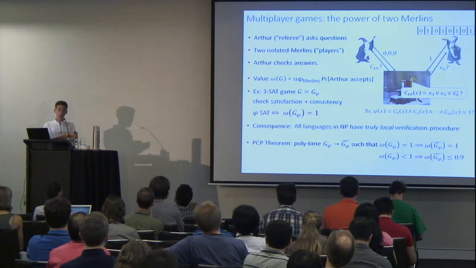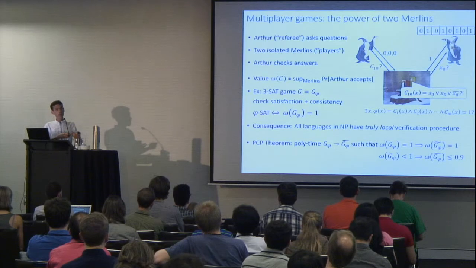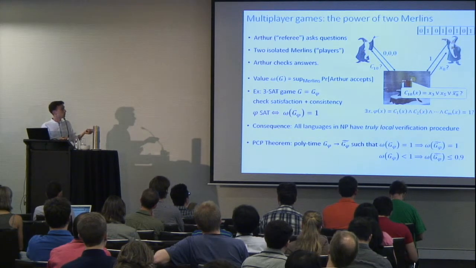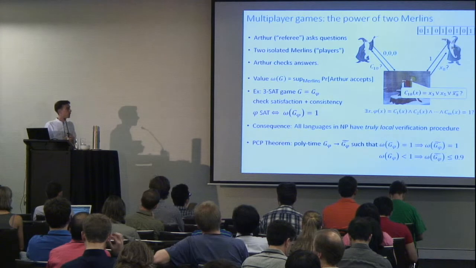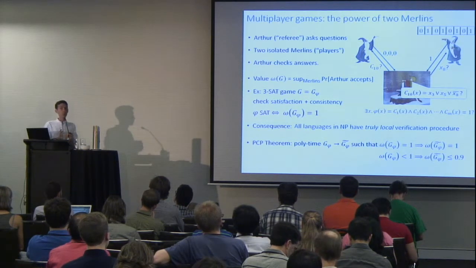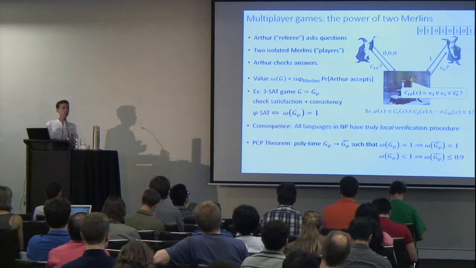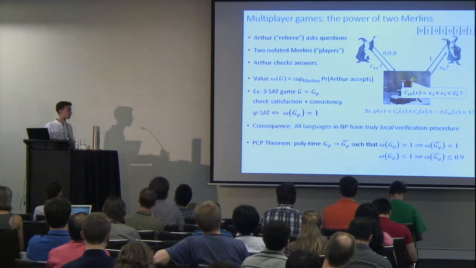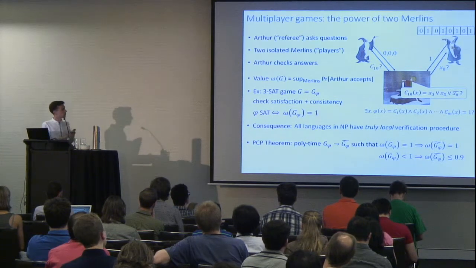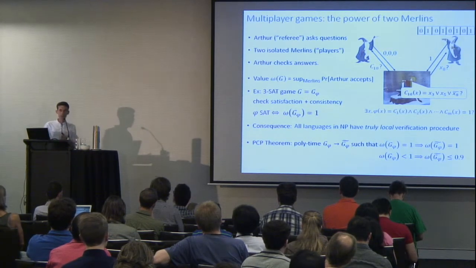But if before it was not satisfiable, then now the best assignment has to violate at least, let's say, 10% of the clauses. So now Arthur can just choose a clause at random, ask the questions, and then if that is the case, the chance that the Merlins fool him will be only 90%. That's still high, but you repeat it a few times, you can boost this to a good success probability. So that's all very well-known results in the classical world.